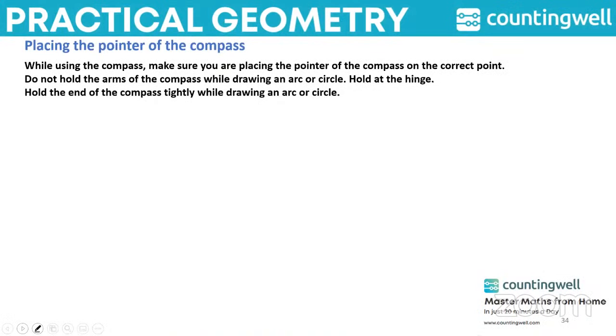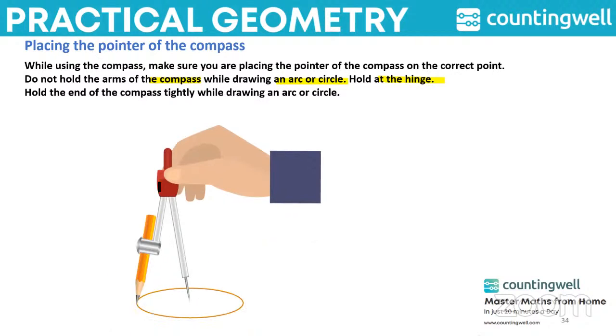Next, placing the pointer of the compass. While using the compass, make sure you are placing the pointer of the compass on the correct point. So you should not hold the arms of the compass while drawing an arc. You should also avoid that and hold it on the hinge. So you have to hold it here, not on the arms of the compass. Hold the end of the compass tightly while drawing an arc or circle. So this should not move from this point.